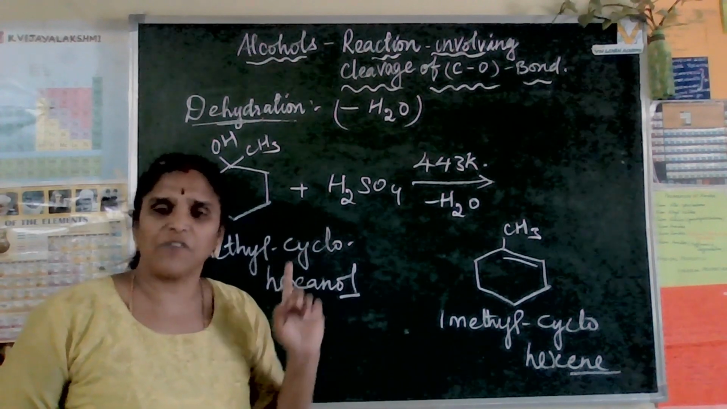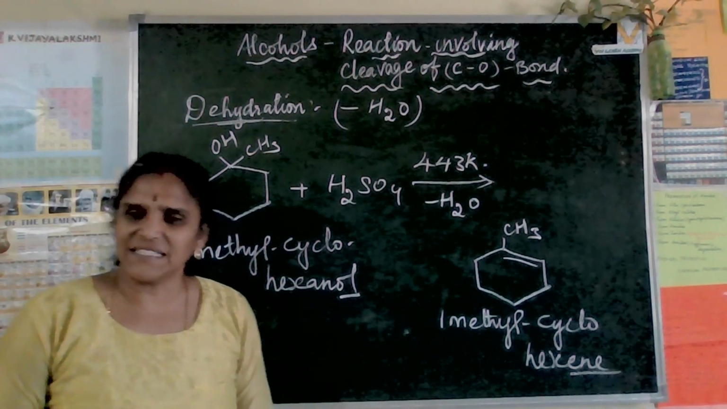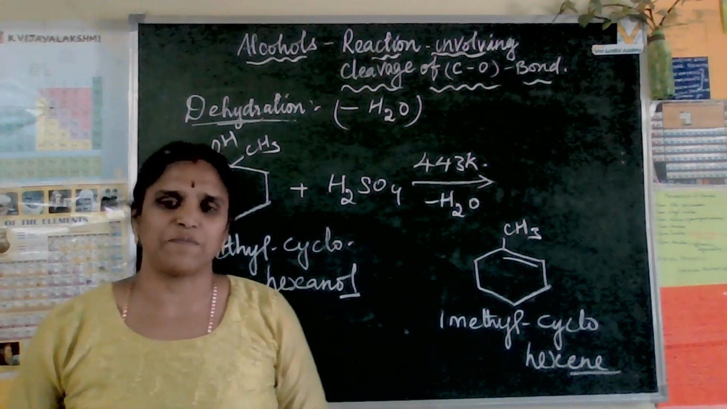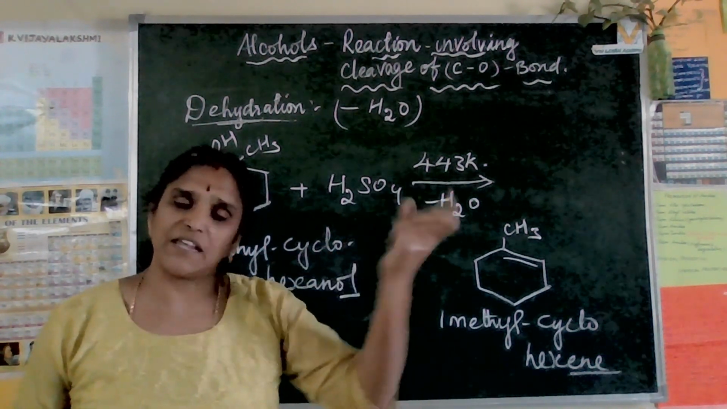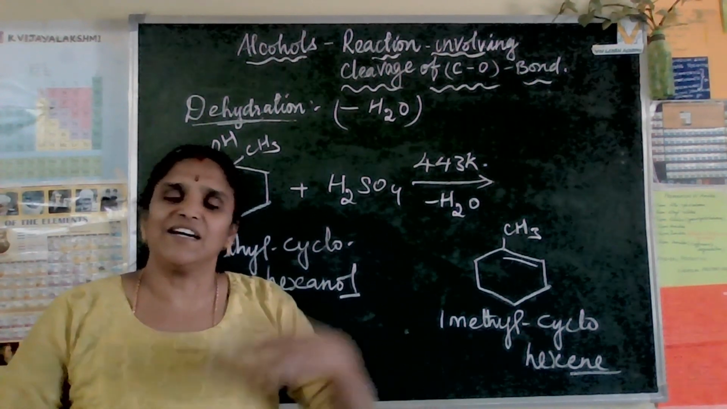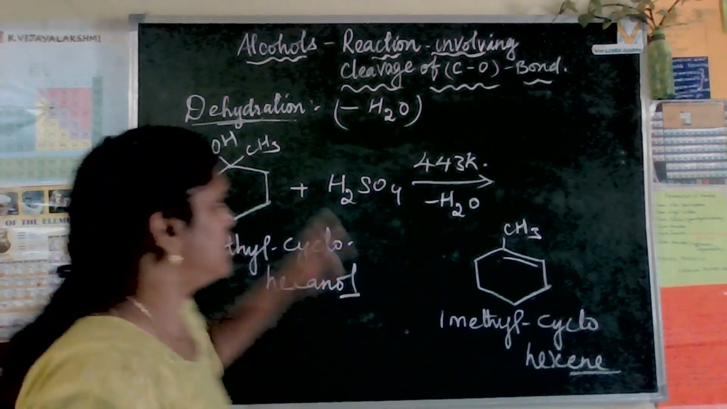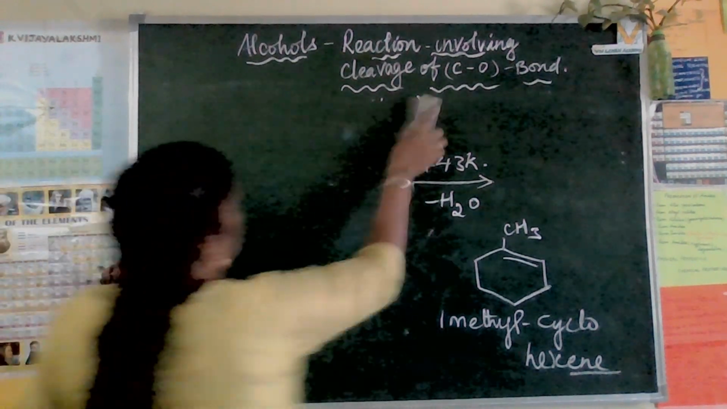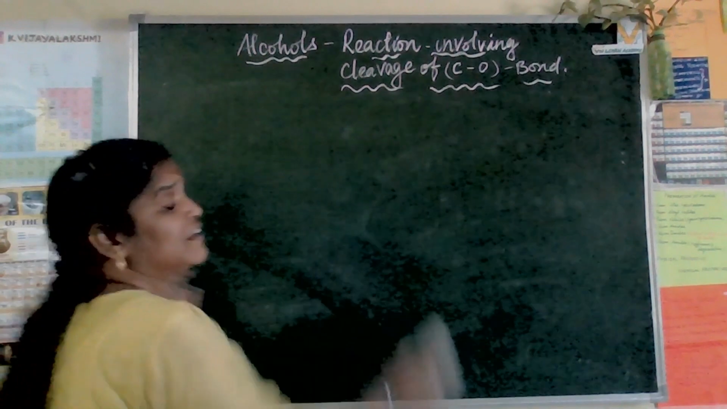Okay. Now what we are going to see is a mechanism. It's very, very important. Mechanism means you have to follow some steps. It's very, very easy, 3 steps only. First thing, protonation of alcohol. Then second one, carbocation formation. Third one, removal of proton. So these are the 3 steps to be noted. Now let us go for the mechanism of how to convert alcohol into alkene.